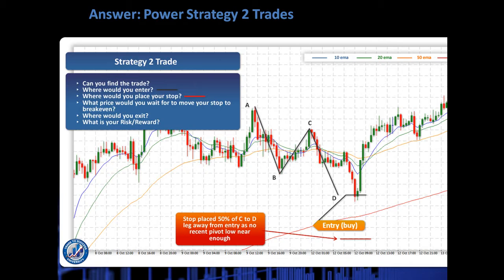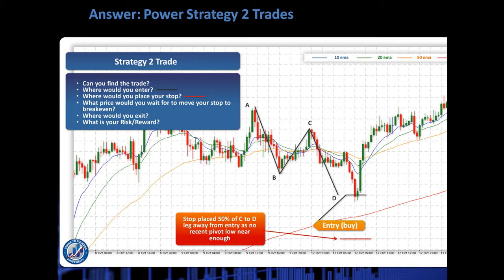Our stop is placed 50% of the C to D leg away from the entry, as there is no recent pivot low near enough. As we can see, this pivot low here is actually above the D point. That doesn't really help us at all, because we obviously want a pivot low that is lower than the D point to put our stop. So we can see that there's nothing in the chart that is a decent distance away and below the D point. So we will be using our 50% rule and taking 50% of the distance of C to D and putting the stop that many pips below.